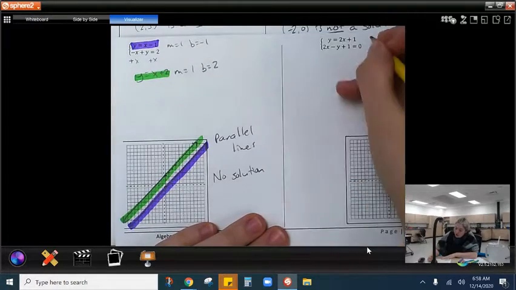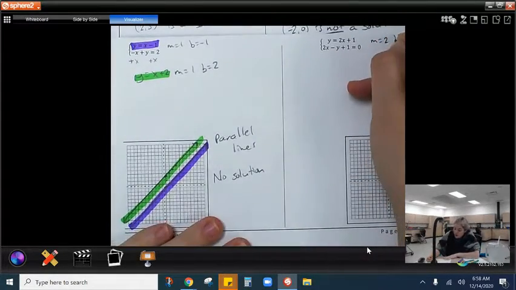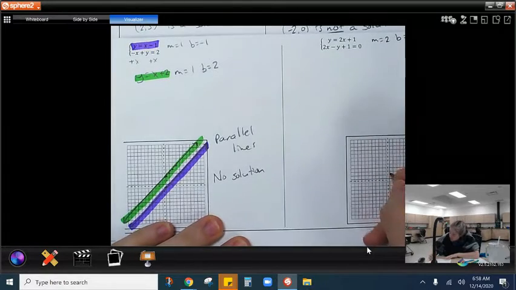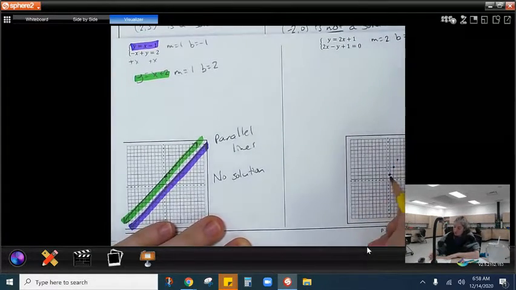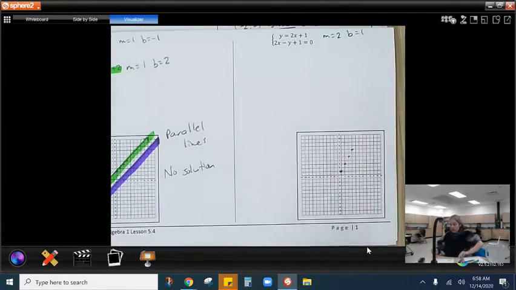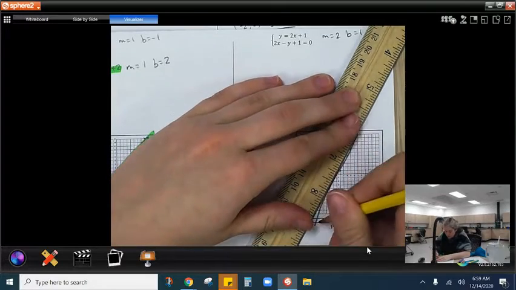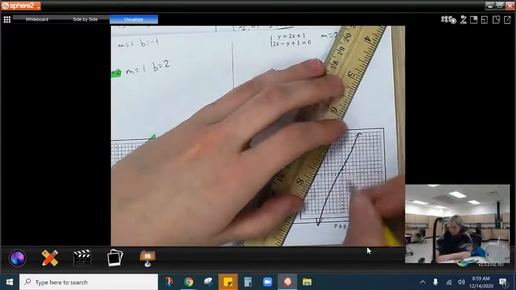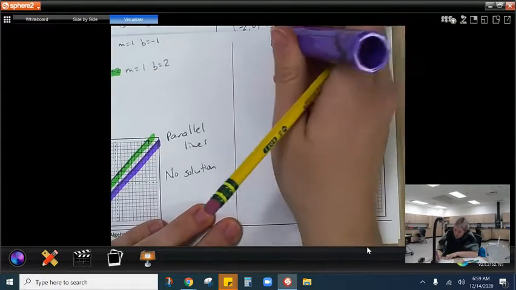Our first one here is already ready for us. We've got a slope of 2 and a y-intercept of 1. So we are going up 2 and right 1, up 2 and right 1, right? We start at 1. Up 2, right 1. And then I can connect those. Oops. Tailed off kind of weird at the end there. Not bad. Not as straight of a line as I had meant. Let's do it in purple.